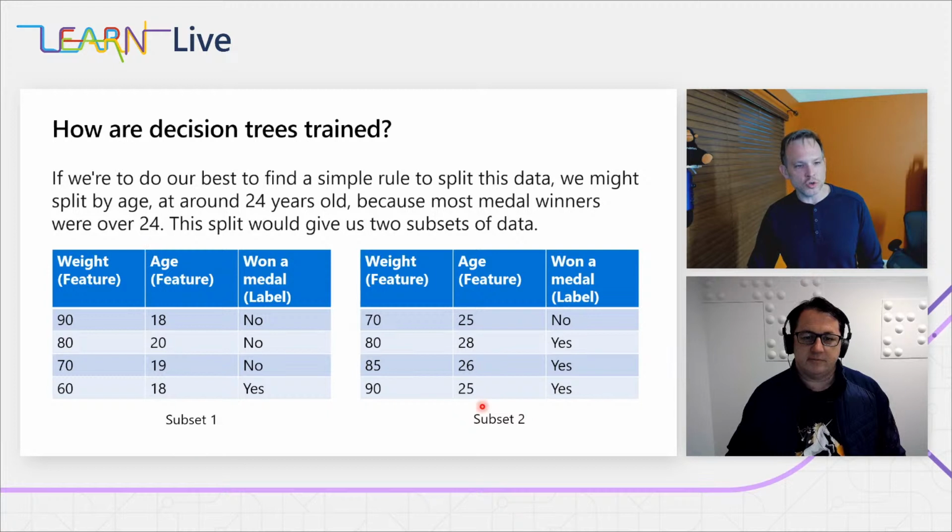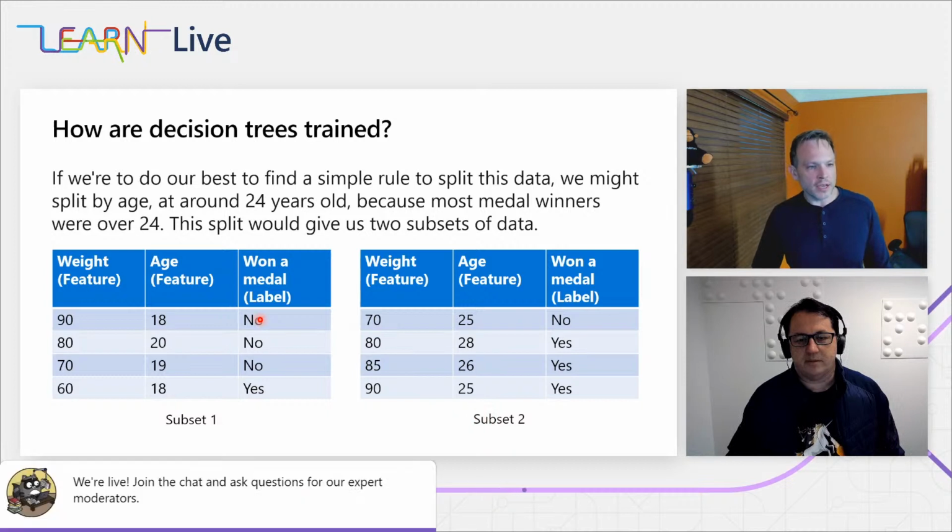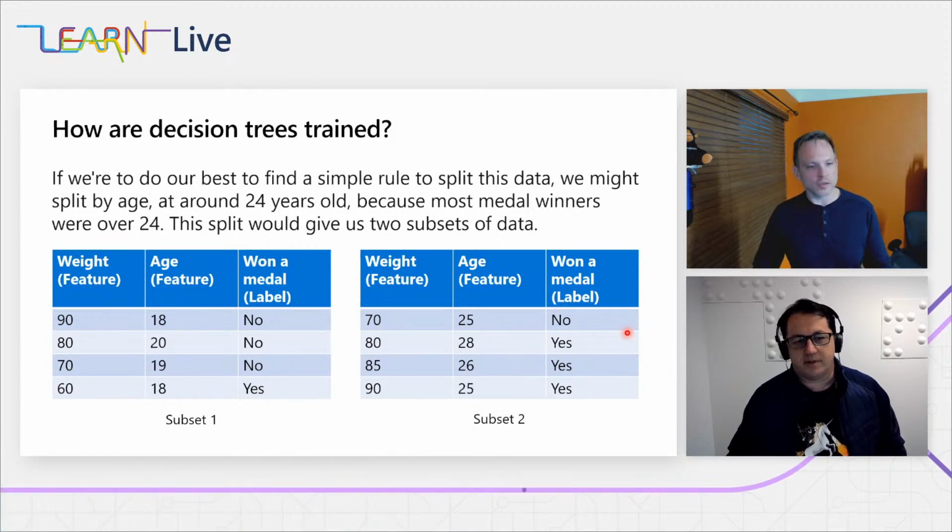So now we have these two buckets that were split out by the decision tree. It actually did do a good job of finding that in this bucket, we are 75% likely to not win a medal. And in this bucket, we have a 75% chance of yes, winning a medal. So that's a good predictor. That was a good thing to make our first split.